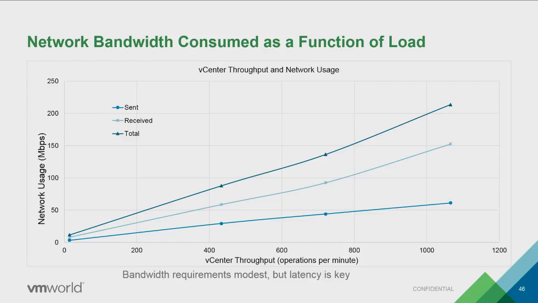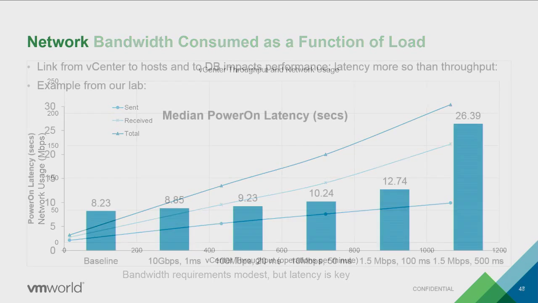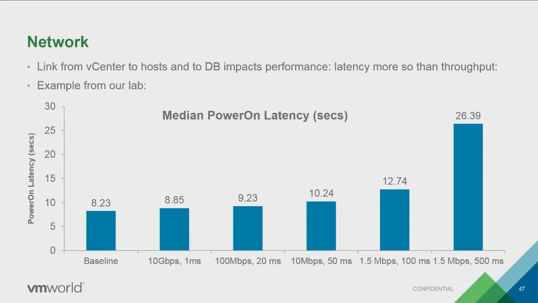But even at very, very high churn, even if you're doing thousands of operations per minute, the network bandwidth demands tend to be fairly modest. In this chart, what I'm showing you is that for 1,000 operations per minute, you're at about 200 megabit per second. Since most of you have gigabit as a minimum, typically network isn't the limiting resource. Having said that, that's from a bandwidth perspective. Latency is extremely critical. On this chart, I'm going to show you an example. This is for a power on operation. On the y-axis, it's the latency of the power on.